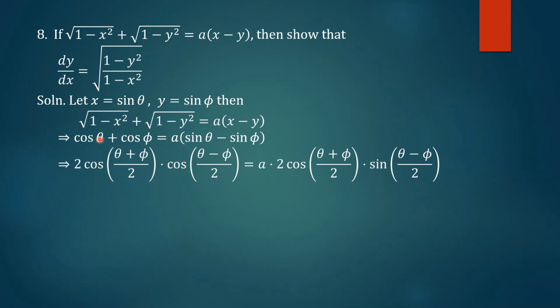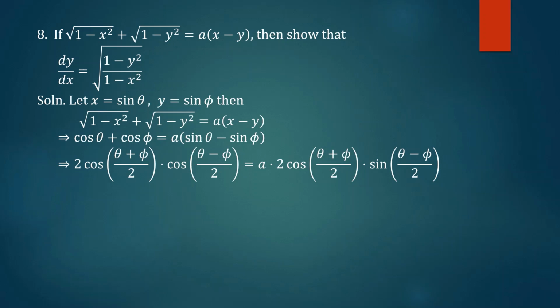So twice of cos (C plus D) by 2, this is (theta plus phi) by 2, into cos (C minus D) by 2, so (theta minus phi) by 2. This is the formula for cos C plus cos D. Go to the right hand side, equal is here, a remains same, it's sin C minus sin D. So twice of cos (C plus D) by 2, that is (theta plus phi) by 2, into sin (C minus D) by 2, so sin (theta minus phi) by 2. This is the expression.